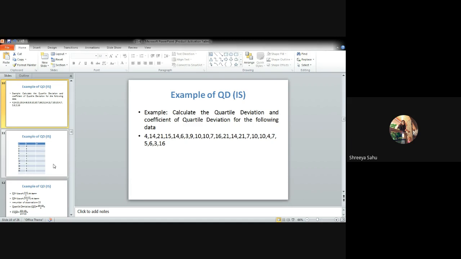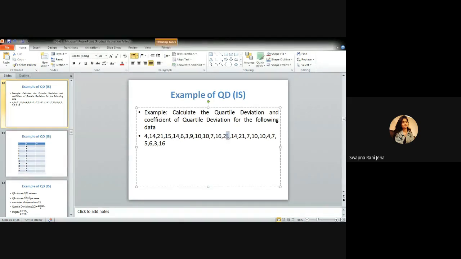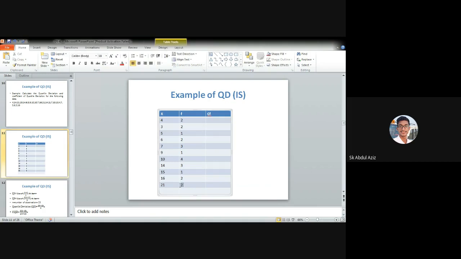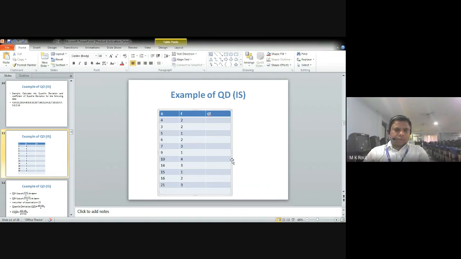14, 3 times. Then in case of 15, 1 time. In case of 16, 2 times. Okay, good. In case of 21, 3 times. 21, 3 times or 2 times? 3 times, sir. So 3 times. 21 is 3 times. Clear?